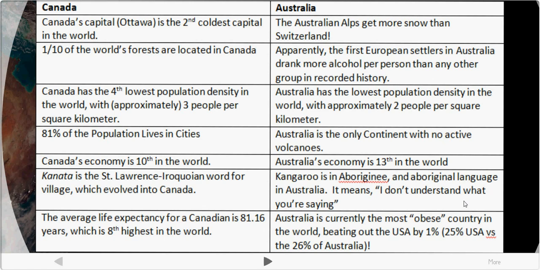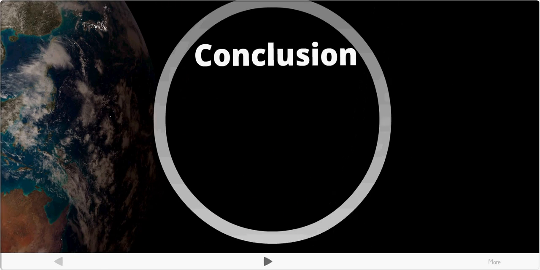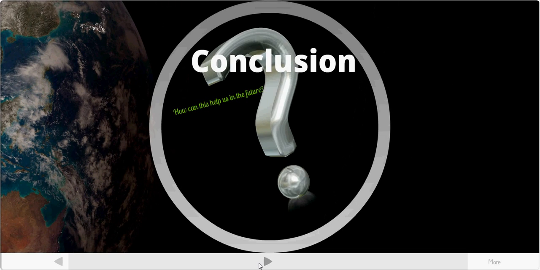Australia is currently the most obese country in the world, beating out the USA by 1%. That's actually also very interesting because in the USA 25% of the population is obese versus 26% in Australia. This says a lot about the population. Well, that small group of population beat the US out by 1%.